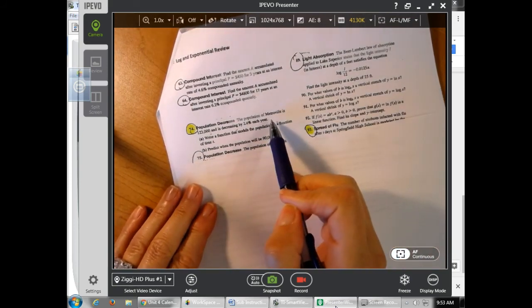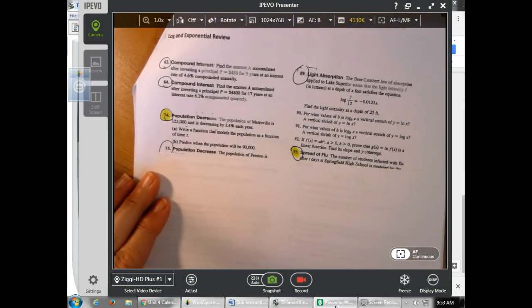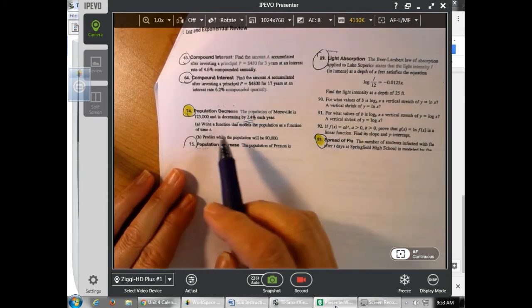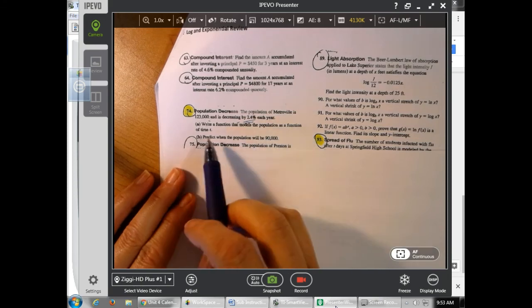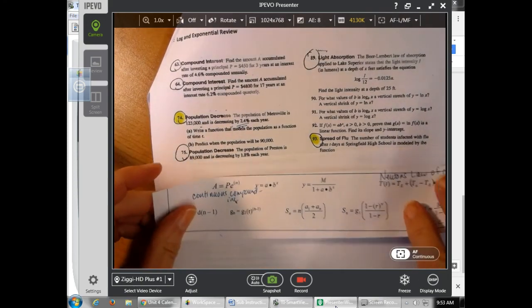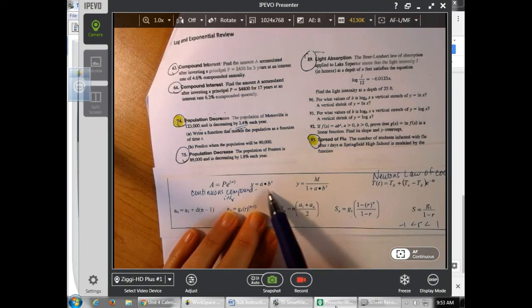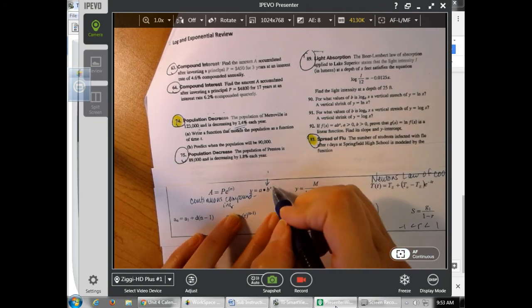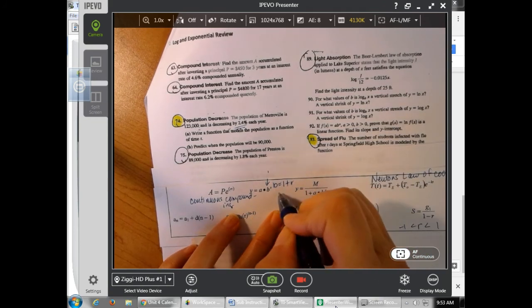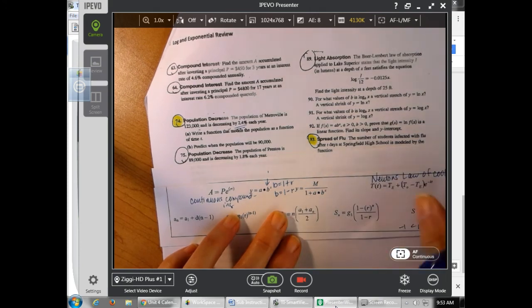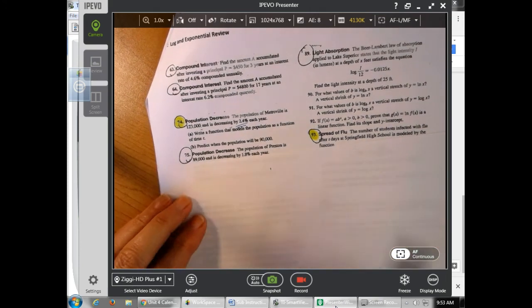So the population of Metroville is 123,000 and is decreasing at this rate. Write a function that models the population as a function of time. Okay, so we are going to, again, look at our equations here, and this is the equation we're going to use here. And we just need to remember that this is either b is 1 plus r for growth, or b is 1 minus r for decay. So we're going to have a 1 minus r here in this situation.